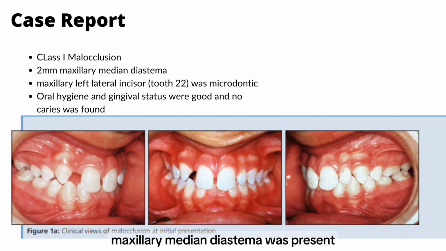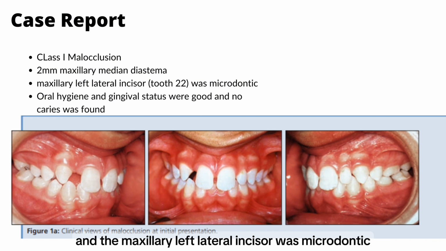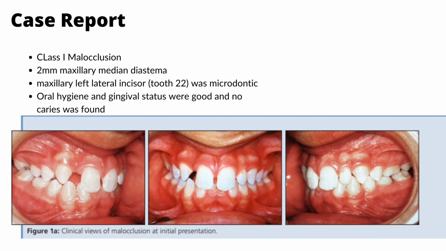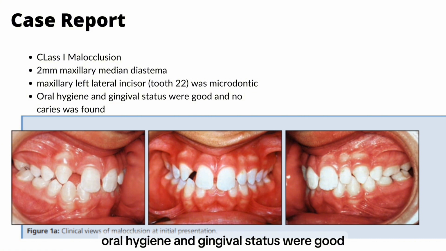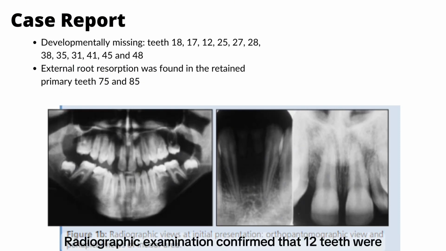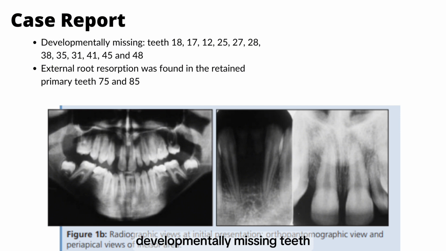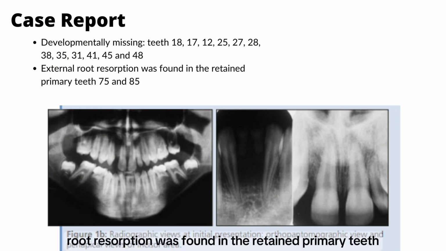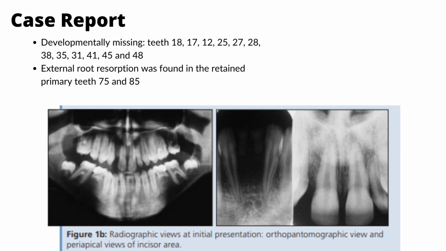A 2 mm maxillary median diastema was present and the maxillary left lateral incisor was microdontic. Oral hygiene and gingival status were good and no caries was found. Radiographic examination confirmed that 12 teeth were developmentally missing, and these teeth are 18, 17, 12, 25, 27, 28, 38, 35, 31, 41, 45, and 48. Significant external root resorption was found in the retained primary teeth. These are 75 and 85.